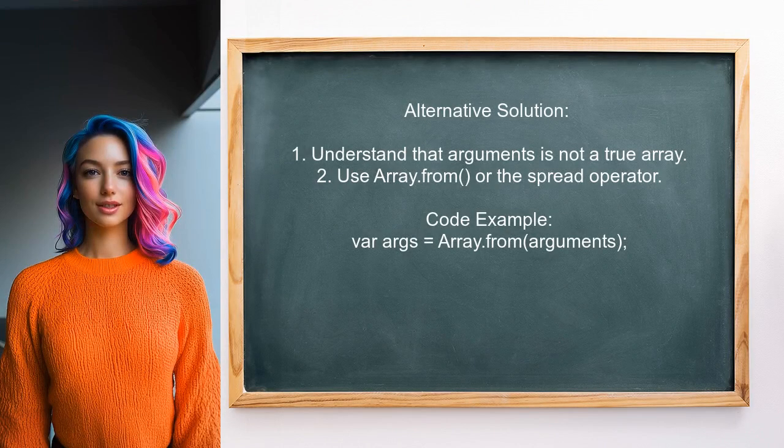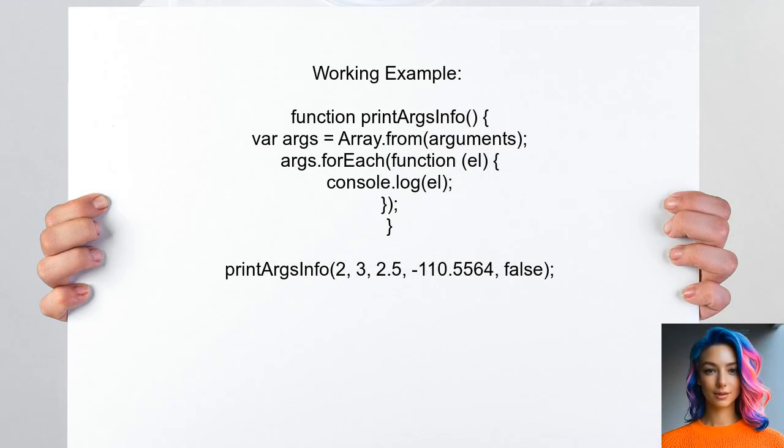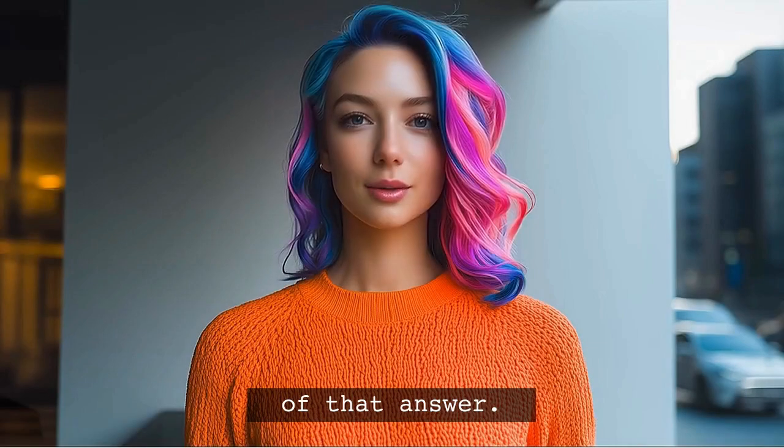Another user points out that the arguments object is not a true array, which is why forEach doesn't work. They suggest using Array.from or the spread operator to convert arguments into a real array. Here's a working example. First, convert arguments to an array, then use forEach to log each element. That's the end of that answer.